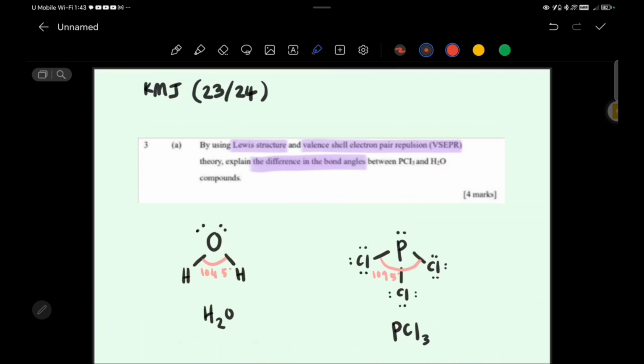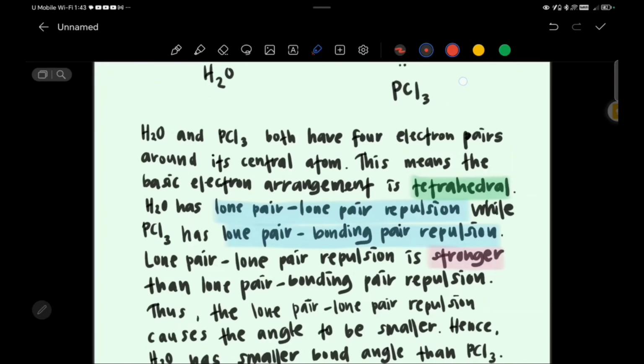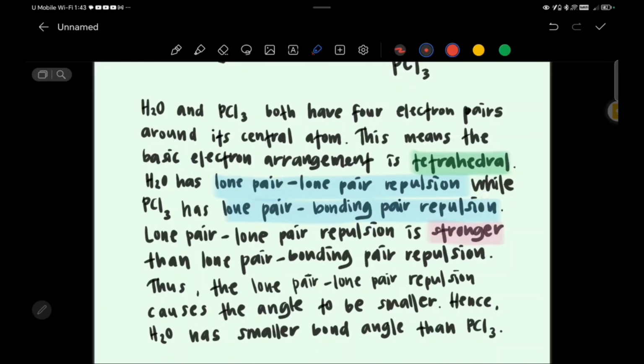But as you can see, H2O has lone pair-lone pair repulsion, while PCl3 has lone pair-bonding pair repulsion. Lone pair-lone pair repulsion is stronger than lone pair-bonding pair repulsion. Thus, the stronger repulsion causes the angle to be smaller. Hence, H2O has a smaller bond angle than PCl3.